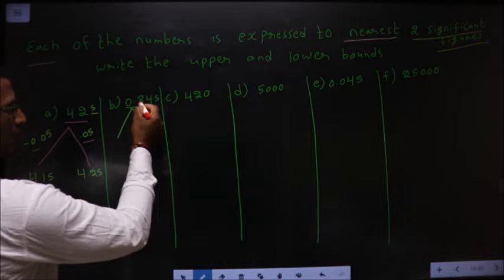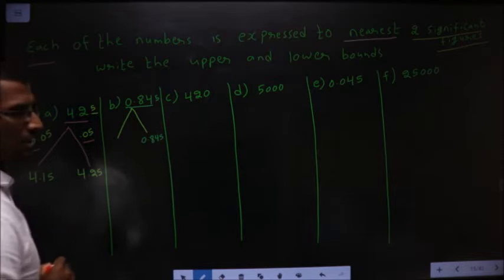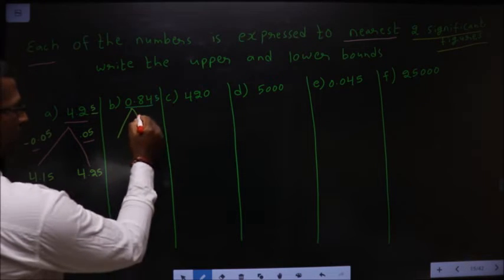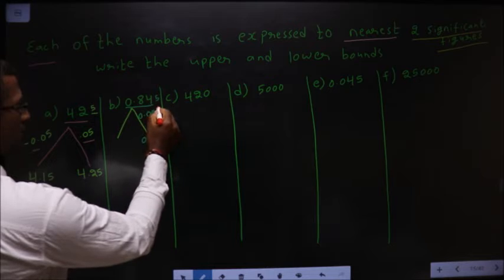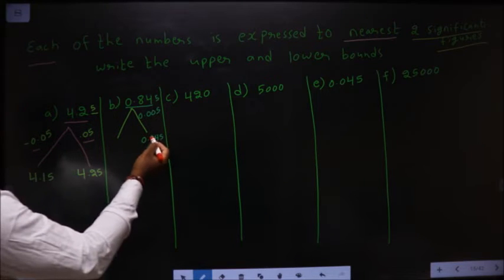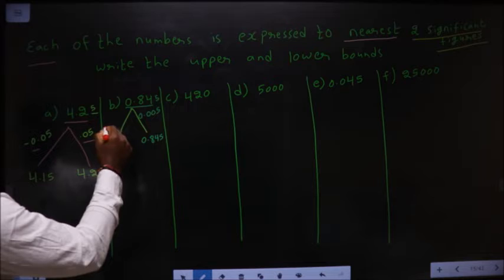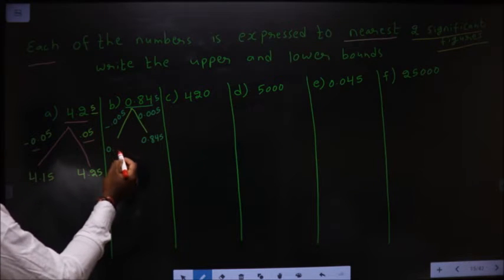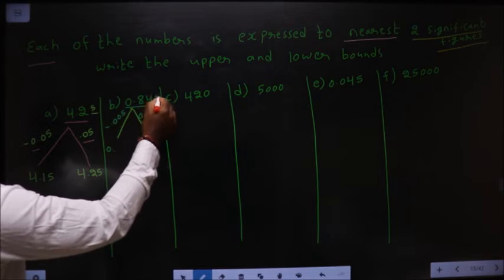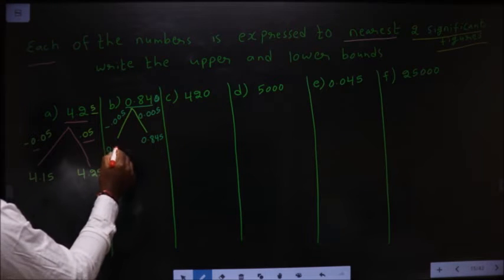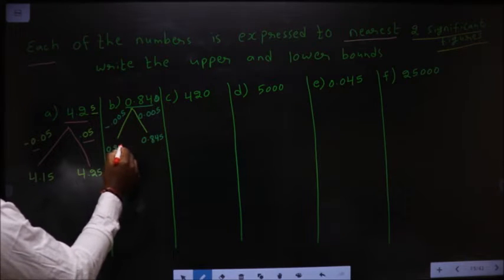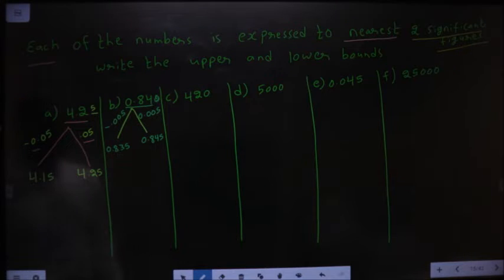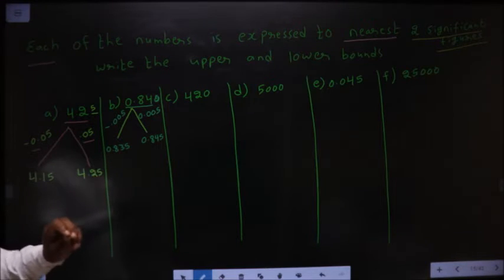Now what should I add such that this gets converted to this? It is 0.005. Okay. When I am adding 0.005, subtract also the same thing. So I get 0.835 if I subtract. So this is the lower bound and this is the upper bound.